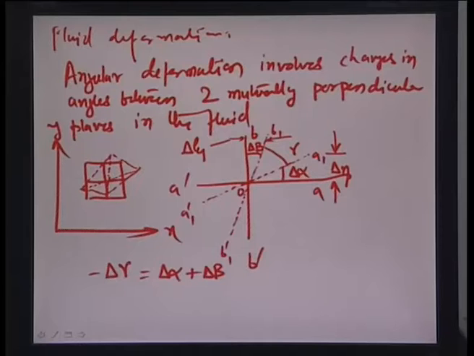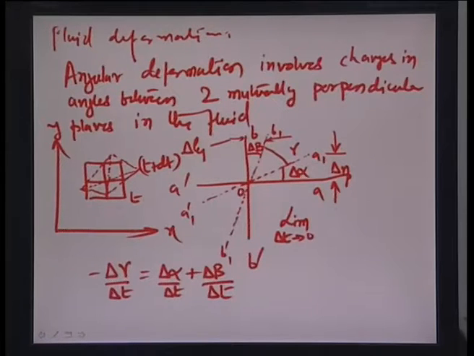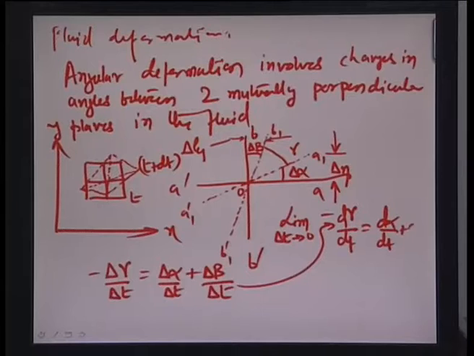Okay. And essentially, if you just divide the whole by delta t, assuming that this shape was at time instance t and this shape came at t plus dt, so there is a time interval of delta t in between, you get minus delta gamma by delta t is equal to delta alpha by delta t plus delta beta by delta t. So taking limits on both sides, as delta t approaches 0, this whole expression becomes minus d gamma by dt equal to d alpha by dt plus d beta by dt. All right. So that is what angular deformation would really mean.